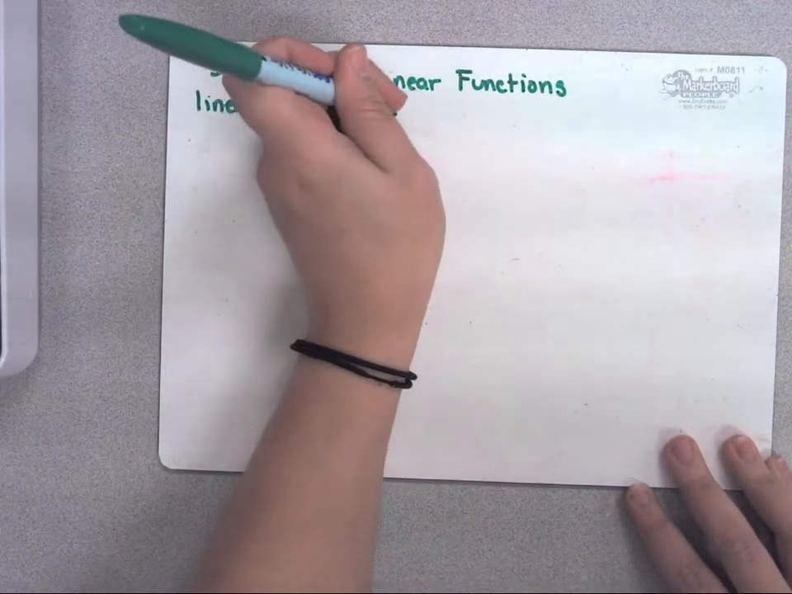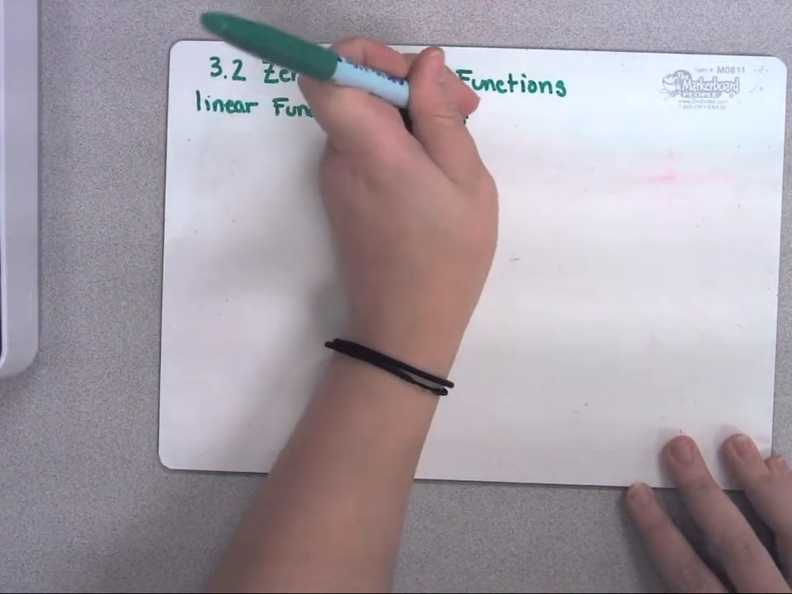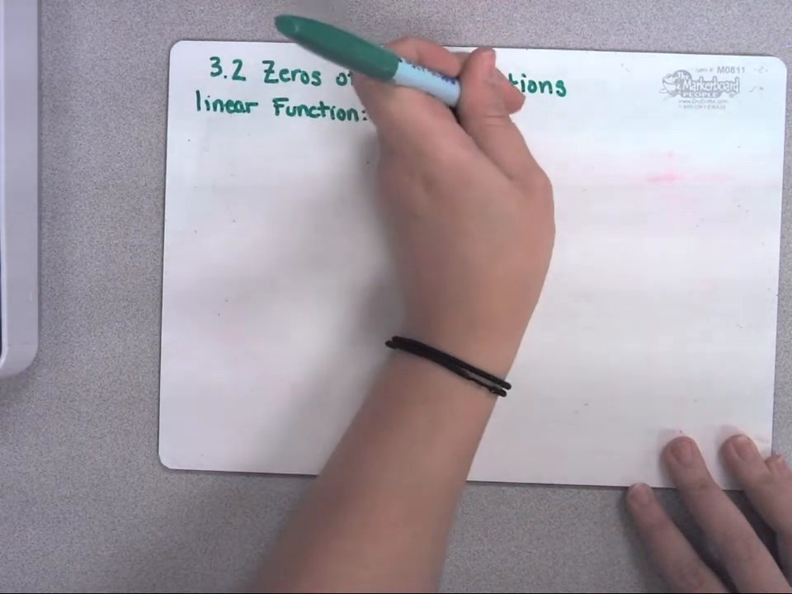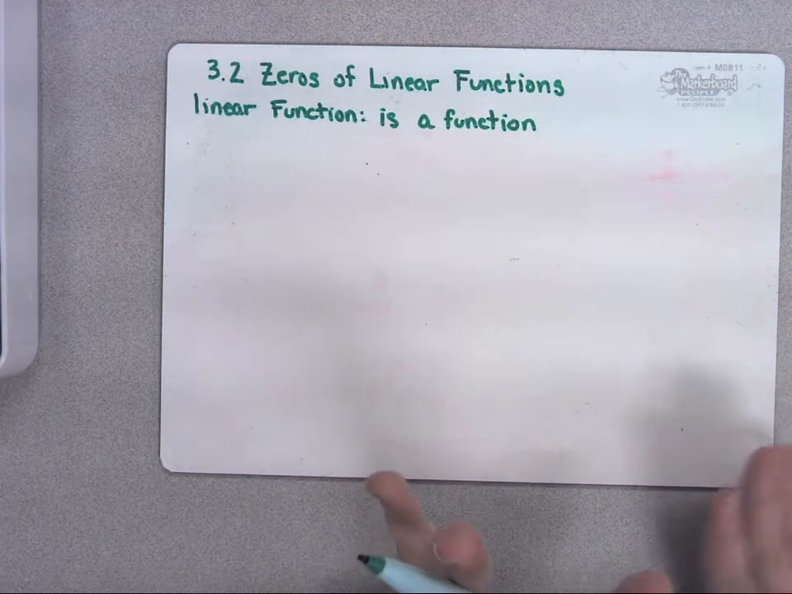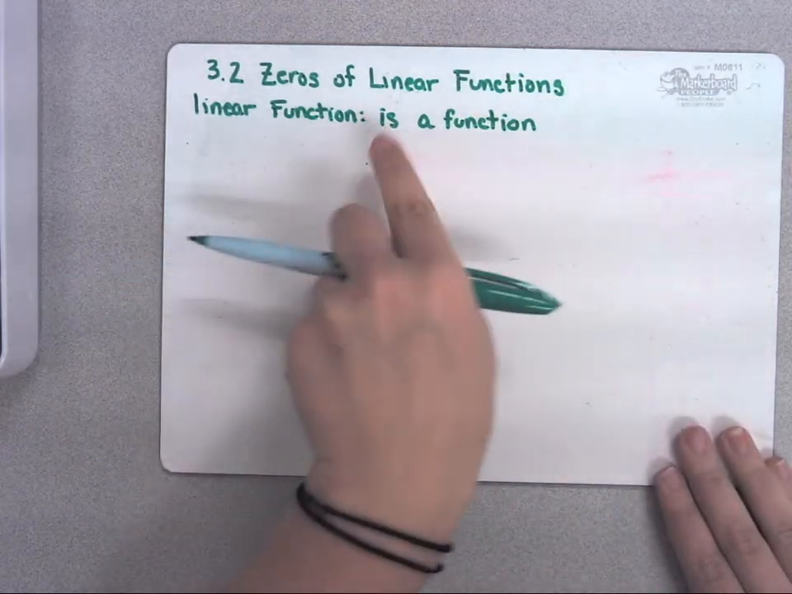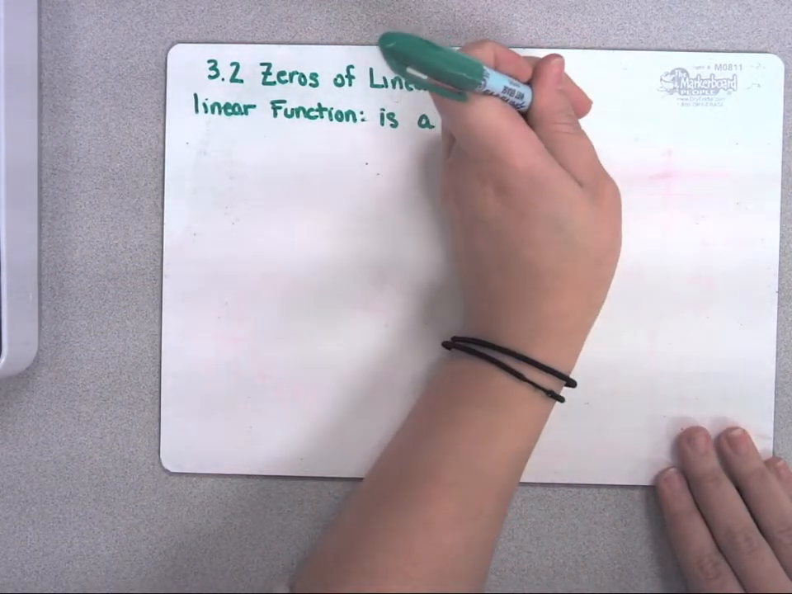is a function, and remember we already talked about what makes a function. It passed the vertical line test, all that stuff. We already talked about that in chapter 1. But a linear function is a function that makes a line.